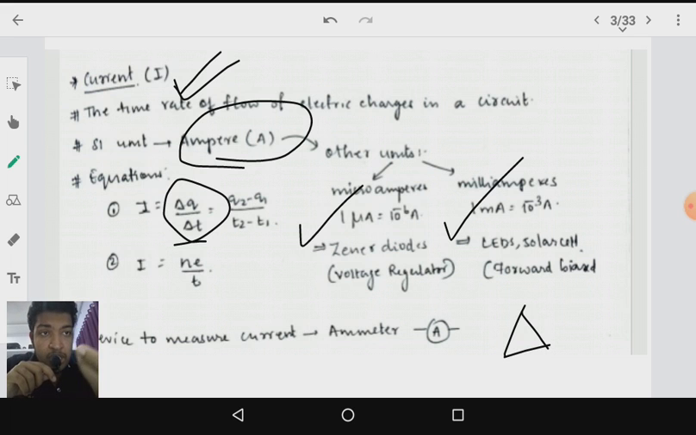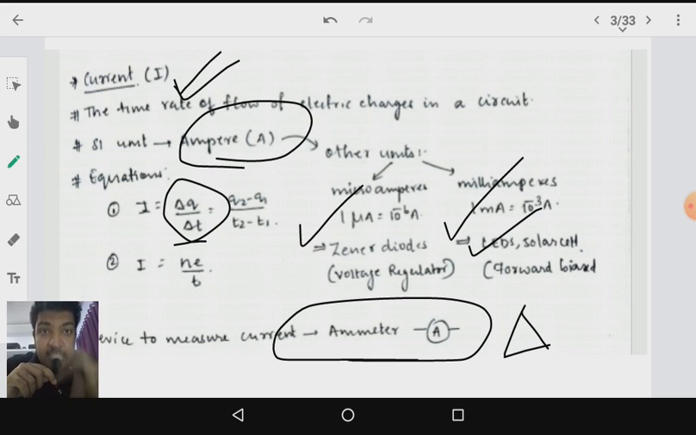Microampere is used to measure the current in a Zener diode, which acts as the voltage regulator in televisions. In LEDs and solar cells, the current is measured in terms of milliampere. To measure the amount of current flowing through a circuit, we use a device, and that device is known as an ammeter.